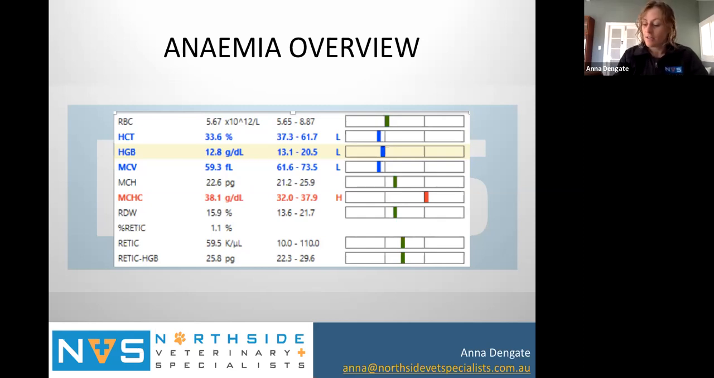The other thing that I actually learnt as a cause of this type of anemia was vitamin B6 deficiency, which I've never diagnosed or hasn't really been on my radar, but it's an interesting thing to look out for.